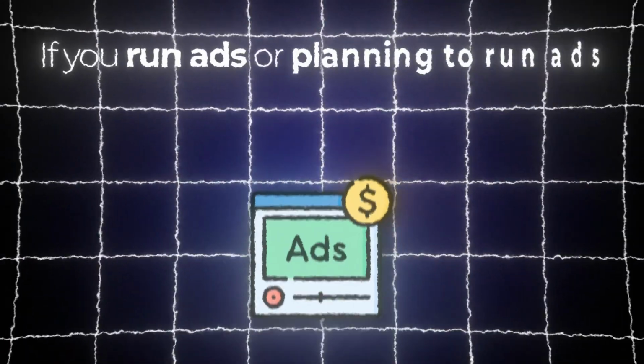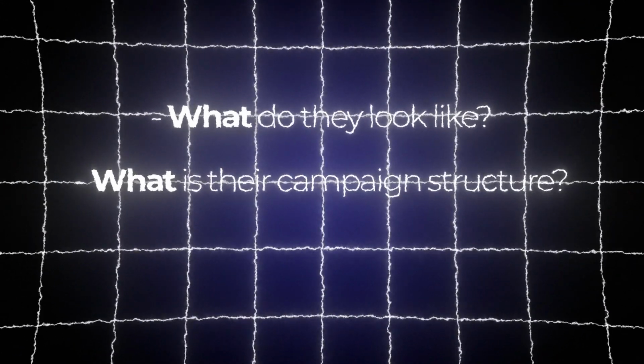If you run ads or are planning to run ads on Facebook, you need to know if your competitor is doing the same. If you know your competitors are running ads, you might ask yourself, what do they look like? What's their campaign structure? And what copy do they use? All of these insights are going to allow you to optimize your ads and ultimately have more successful campaigns on Meta.